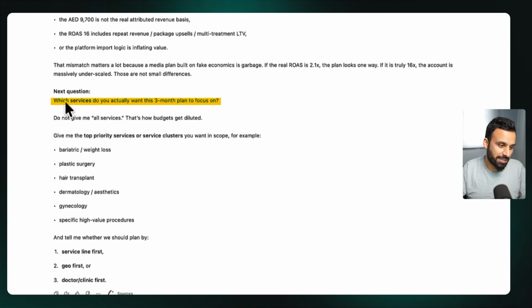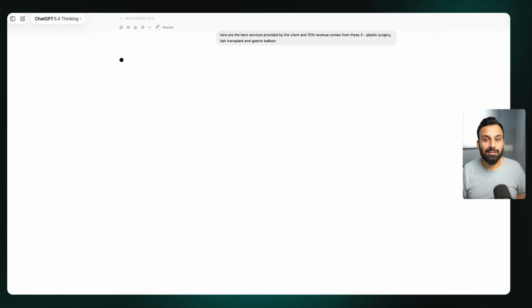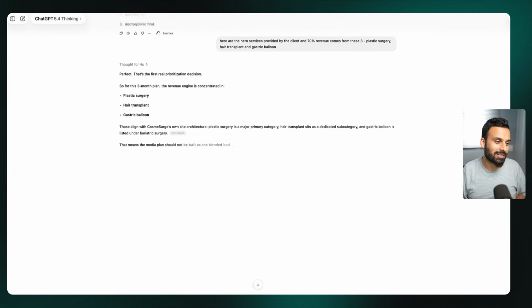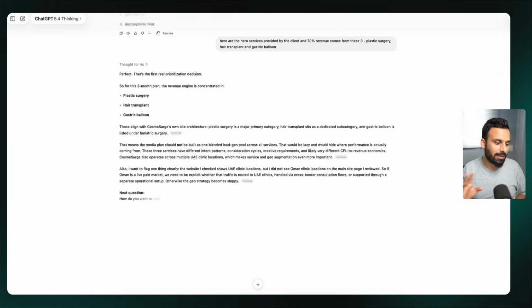But next question: which services do you actually want this 3-month plan to focus on? Okay, here are the hero services provided by the client, and 70% of revenue comes from these 3: plastic surgery, hair transplant and gastric balloon. It's acting like a real media planner, and a very experienced one. That's how a media planner thinks, as far as my experience goes. So for the 3-month plan, the revenue engine is concentrated in these 3.